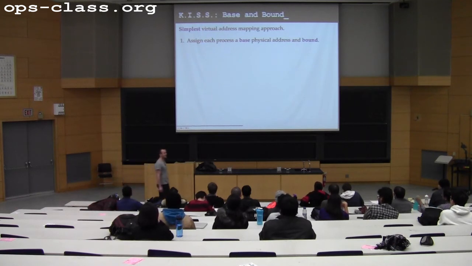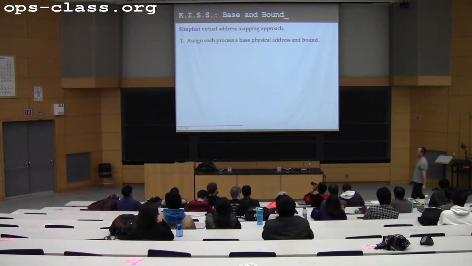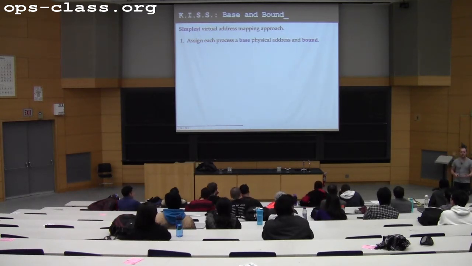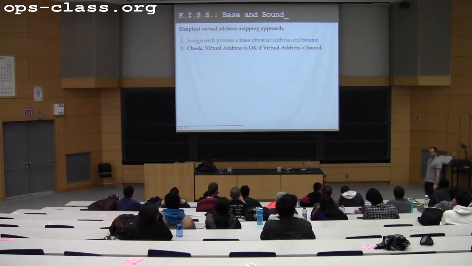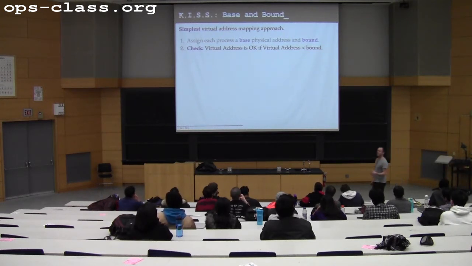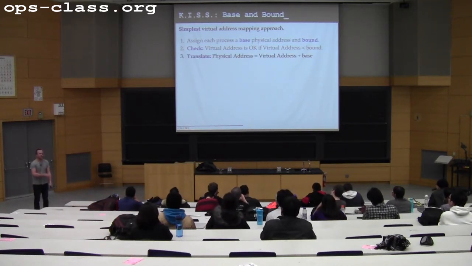So the simplest is to keep, for each process, what's called a base and a bounds. The base and bounds are both physical addresses. The base defines the bottom of the physical memory that I've allowed the process to use, and the bounds defines the size in physical memory that I've allocated for that process. For each one of these algorithms, we're going to talk about both how I check whether an address is valid, and second, how I translate the address once I know it's valid. Here, the virtual address is okay if it is smaller than the bound, because the bound defines the amount of physical memory that I've allowed the process to use. To translate it, I take the virtual address, add the base, and I'm done.